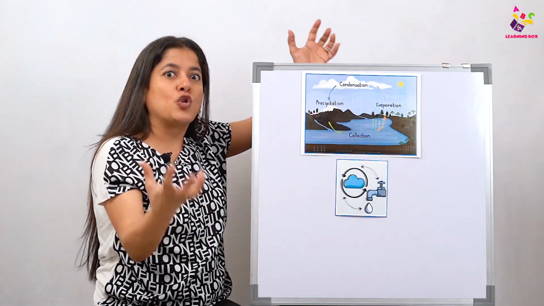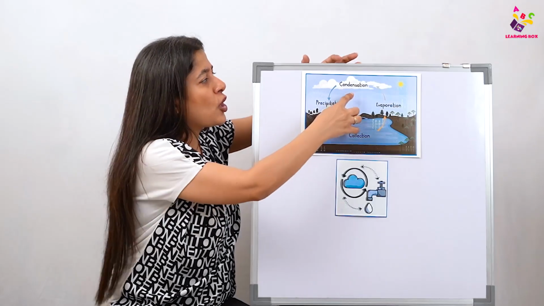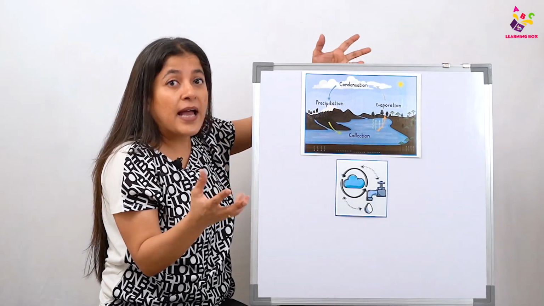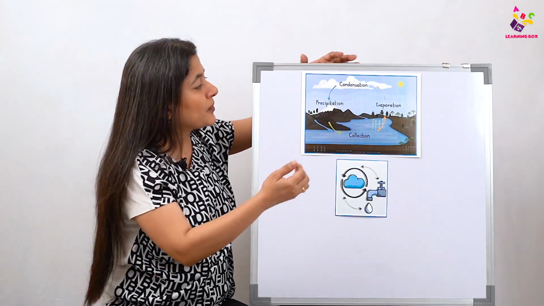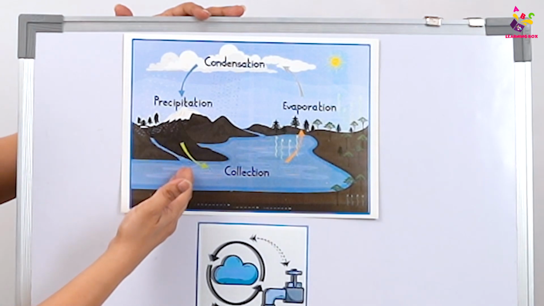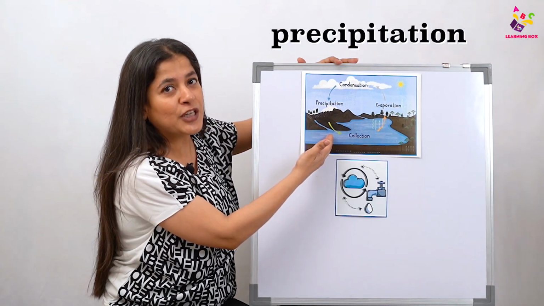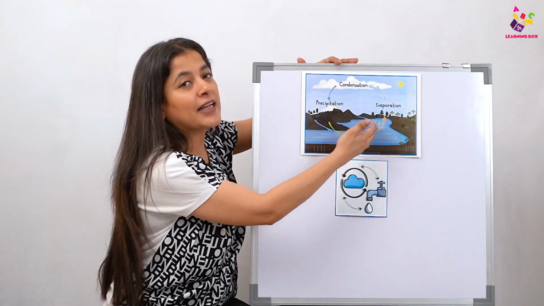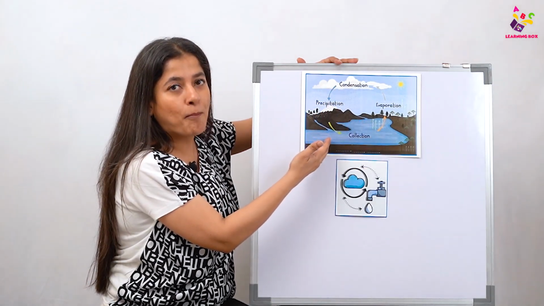And then when there's a lot of water in the clouds, that's called condensation. That means the clouds become very, very heavy and they can't take any more water. So it comes back in the form of rain, and that is called precipitation. So it comes back in the form of rain and it gets collected again in lakes and ponds.